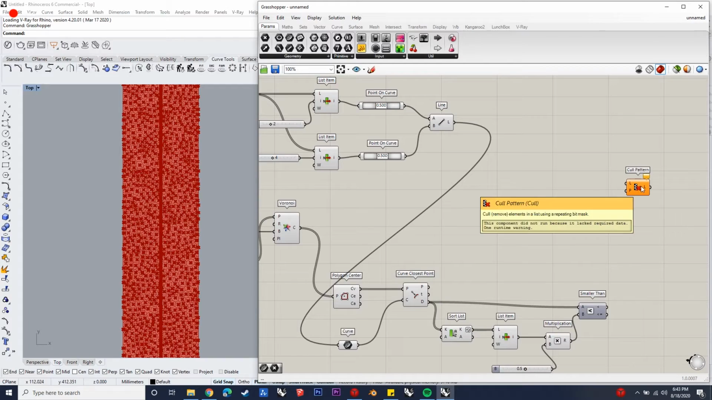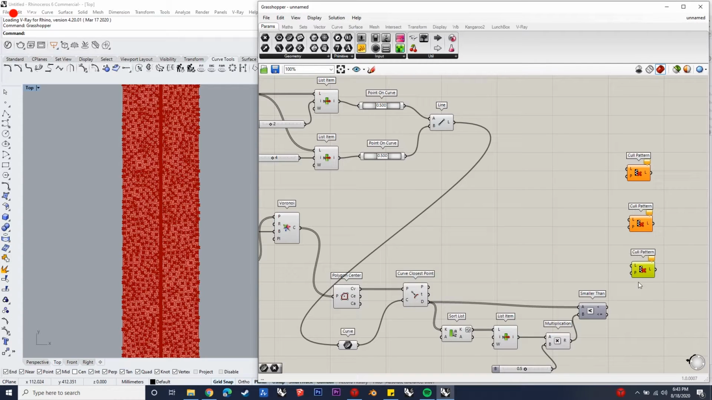Then add Voronoi to these points, having planar surfaces as the boundary. After this step, we have to remove the extreme points and just have the points in the center. So to do that, we need to use the Cull Pattern component.